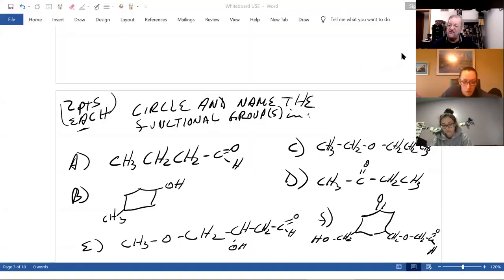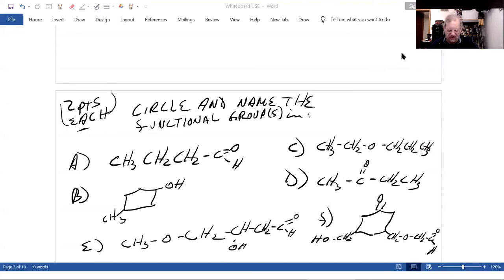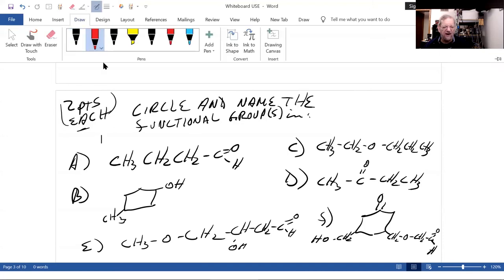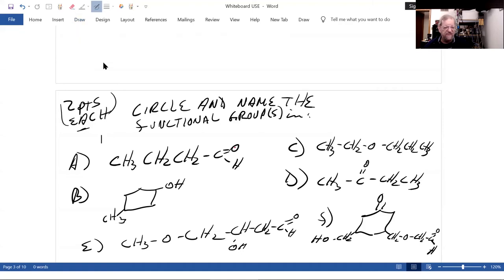All right, let's go look at that fun game. Circle and name the functional groups, 2 points each. How do you play this game? You look for what's different. What's not carbon, what's not hydrogen, what's not a carbon-carbon single bond. Ooh, look, oxygen. And we have it double bonded to carbon, with hydrogen. What's this? An aldehyde.